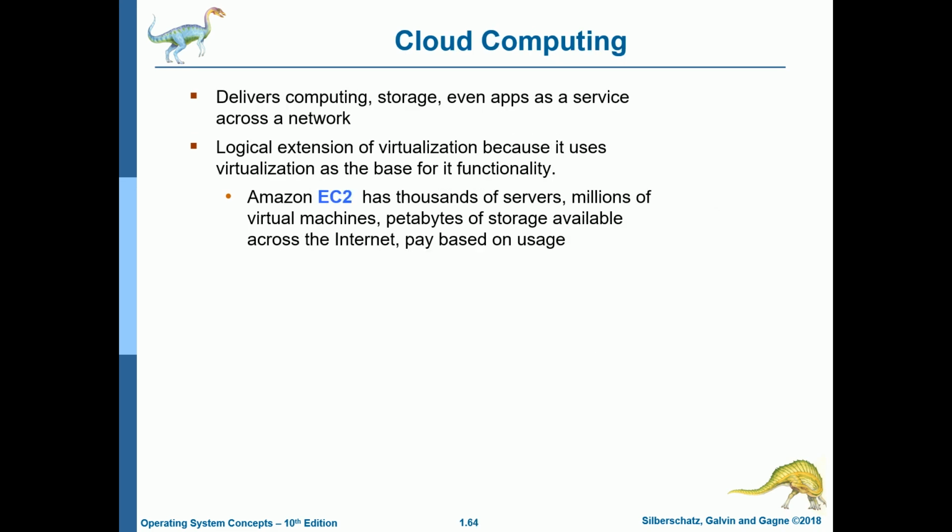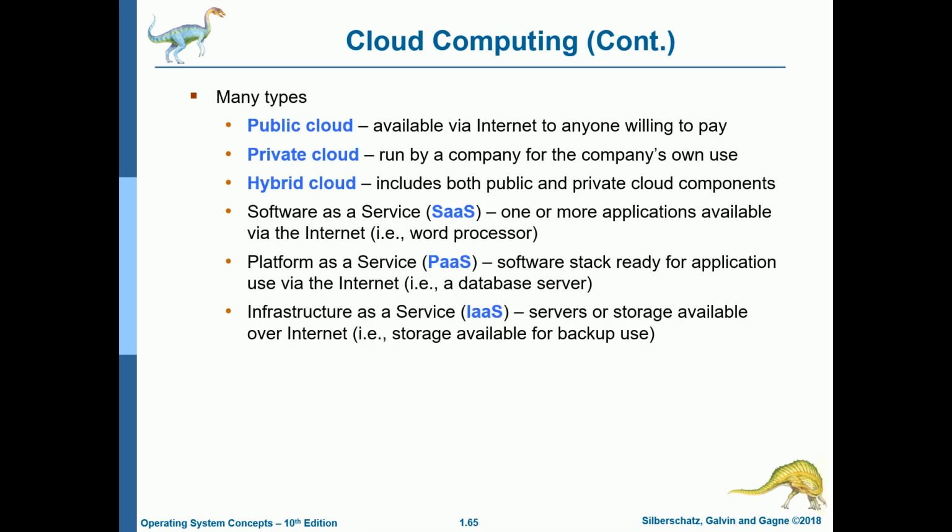Another system is called cloud computing. This delivers computing, storage, and even apps as a service. Now the logical extension of virtualization is this because it uses virtualization as a base for this functionality. There's a lot of types of clouds, like a public cloud that's just available via the internet to anyone who's willing to pay. A private cloud is run by a company for their own company's use, and a hybrid cloud uses both public and private cloud components.